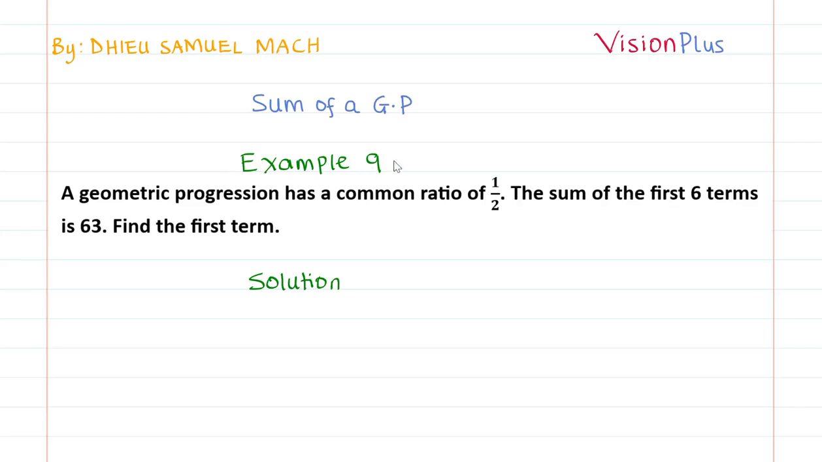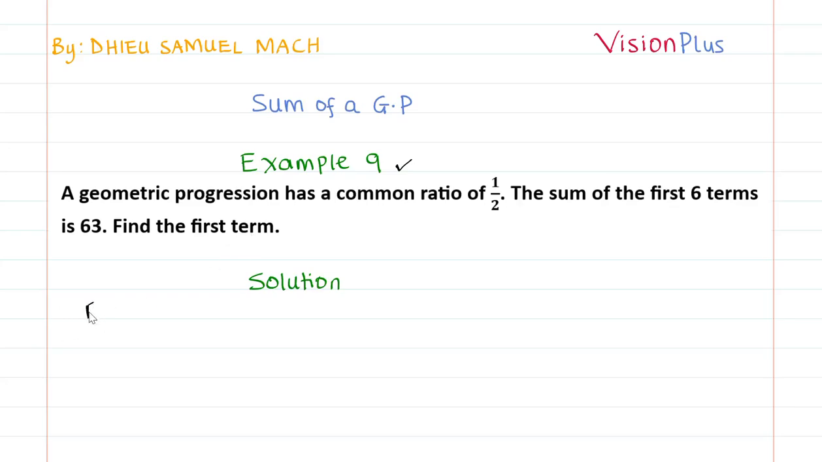Let us look at this example 9. Under the sum of a GP, a geometric progression has a common ratio of a half. The sum of the first 6 terms is 63. Find the first term.